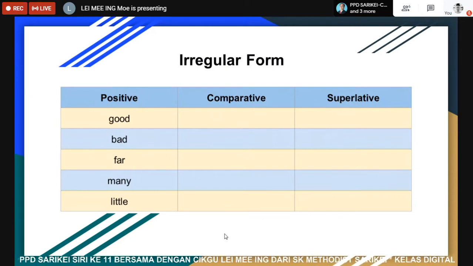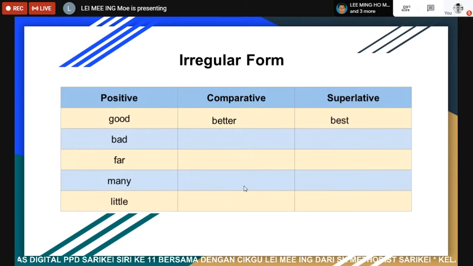5, 4, 3, 2, and 1. So the comparative form for good is better. We don't have good, gooder, gooders, yeah, because I mentioned just now, irregular forms don't follow the 5 rules. So good, better, superlative form, best. So better first and then best, yeah. Better is comparative and superlative is best, the best.